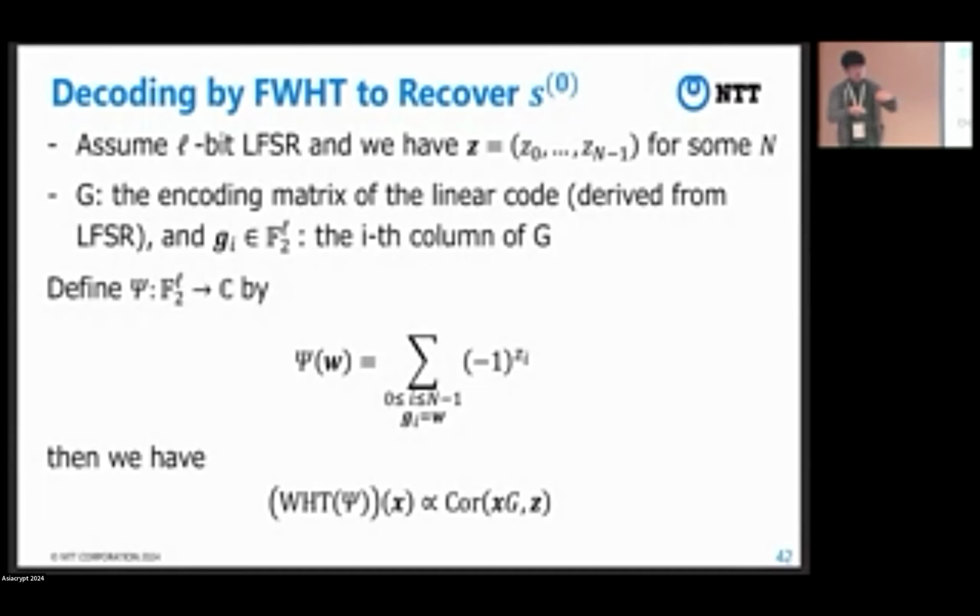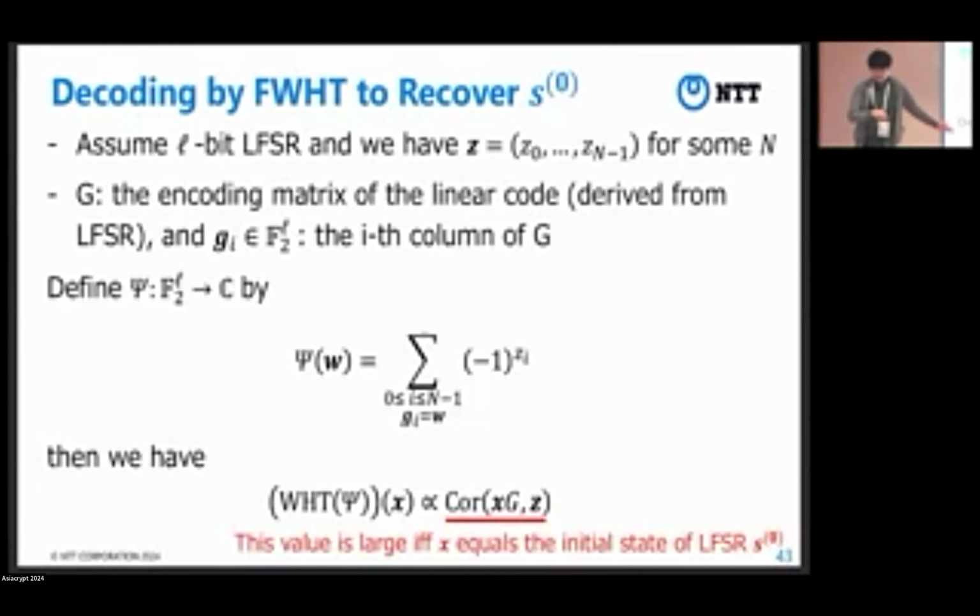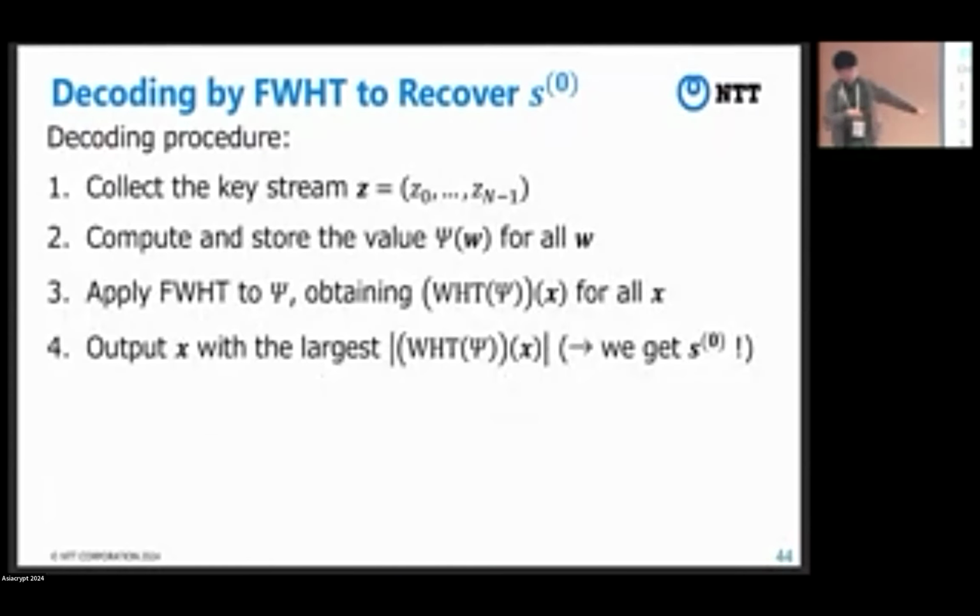Some analysis shows that the Walsh-Hadamard transform of this function psi is proportional to the linear correlation of xg and the key stream z. And this value, the linear correlation, becomes large if and only if x equals the initial state. By using this observation, the decoding algorithm proceeds like this.